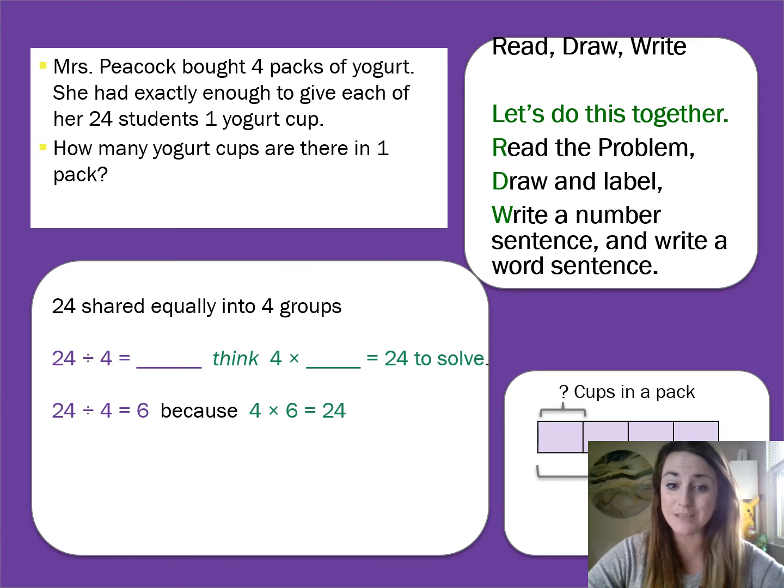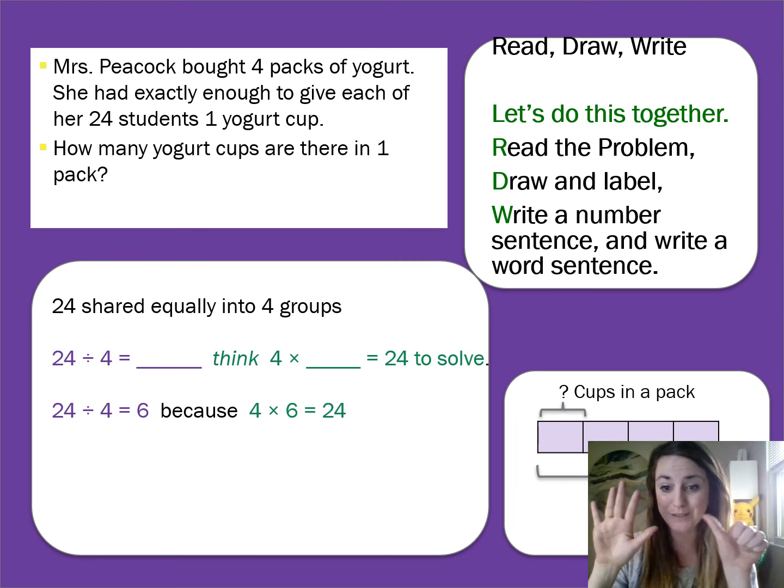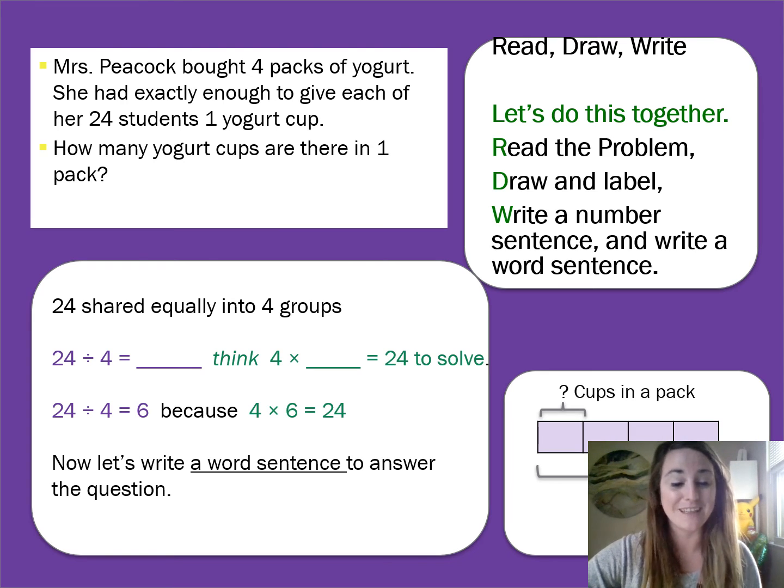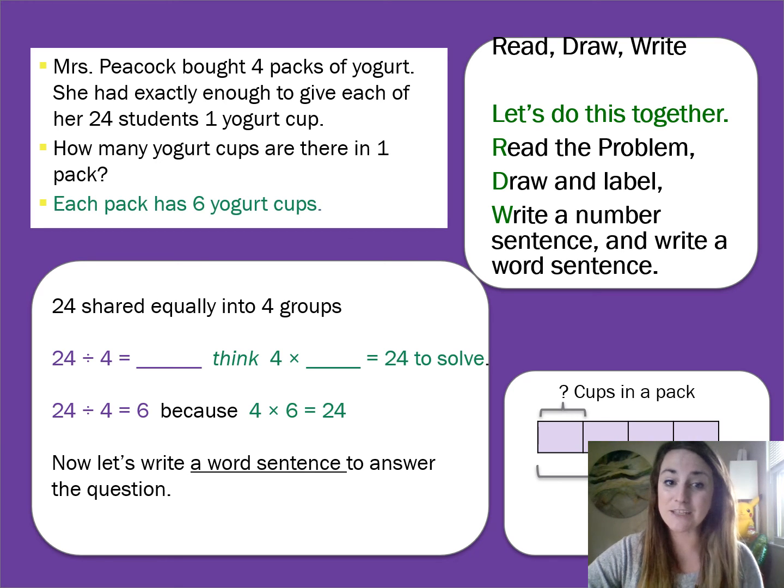When I saw 4 times unknown equals 24, I would have skip counted 4, 8, 12, 16, 20, 24. That would have been a quick way to use skip counting to solve, and that's why we skip count every day. Let's write a word sentence to wrap up the question. Each pack of yogurt has 6 yogurt cups.